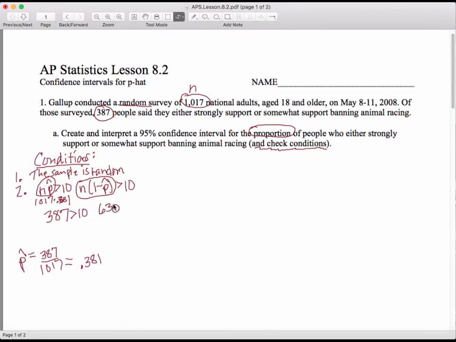So this condition takes on a little different flavor now. Instead of actually doing a multiplication, you can kind of forget about this multiplication stuff. Just count how many successes and how many failures, and if they're both greater than 10, you're good. So it's going to be a little bit easier to check this condition now that we are in confidence interval calculation mode. And then we just say something like, surely 1,017 is less than 10% of the population. Well, in this case, it would be less than 10% of all national adults. They're talking about national adults.